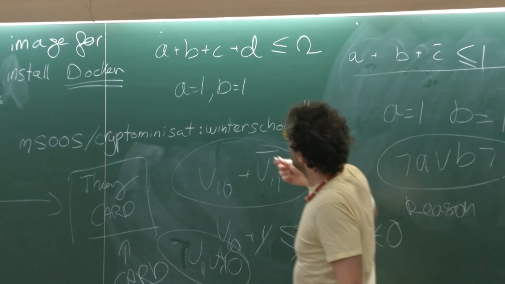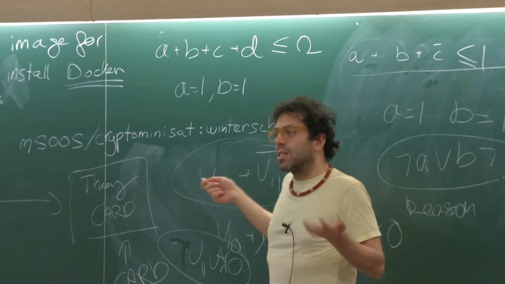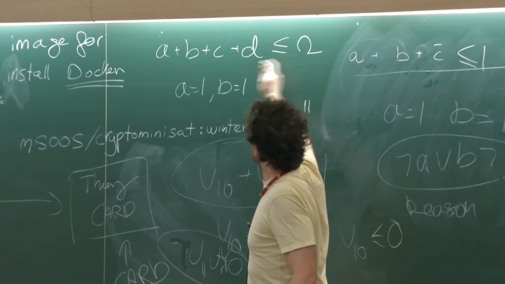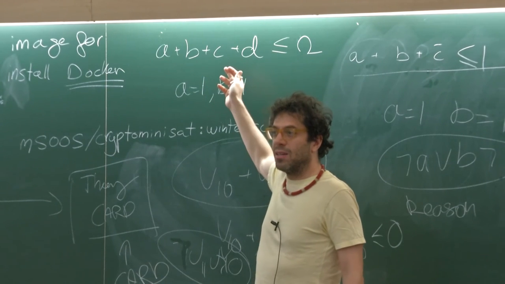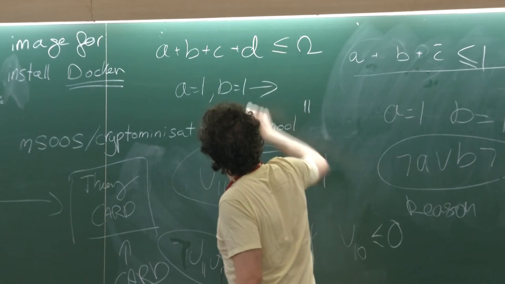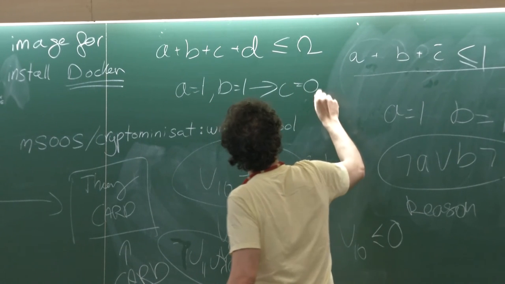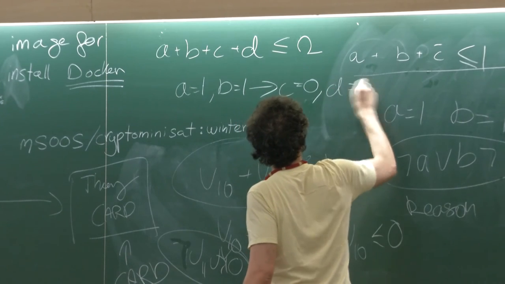Well, it tells me that C and D must be zero. There's no way that they can be any other value, right? If C is one, then this is not going to hold, because then it's going to be three, right? So this implies that C is zero. And furthermore, it also means that D must be zero, right?